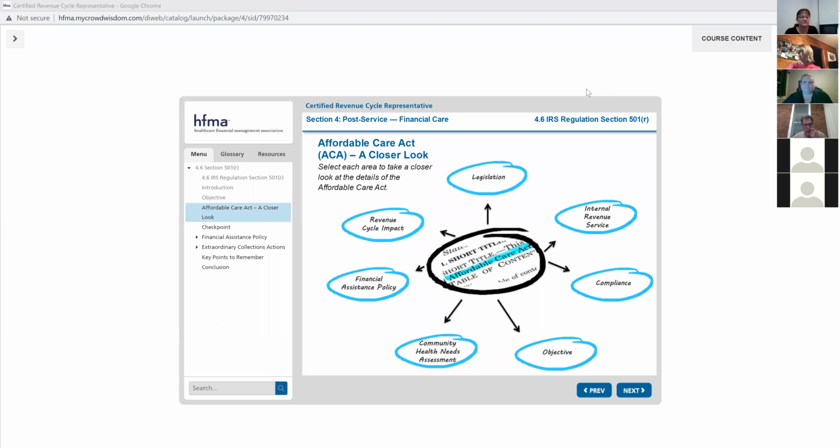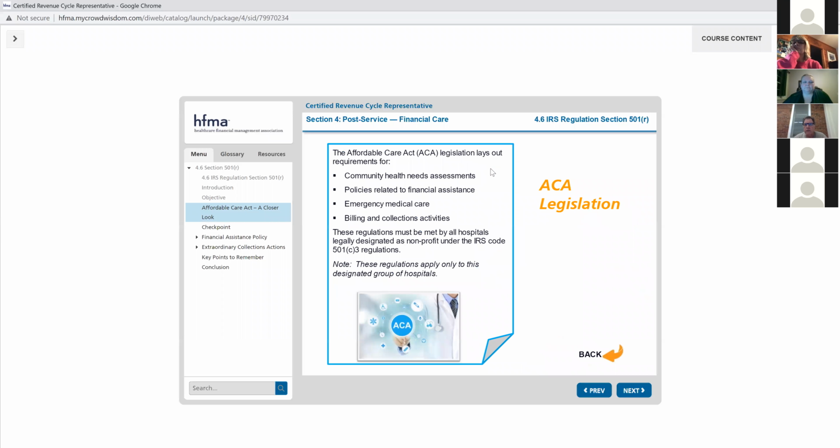So let's start with the ACA, the Affordable Care Act, of which the 501R, which is this section, is a component. The first area of the ACA begins with the legislation. The legislation lays out 4 components: a community health needs assessment, policies related to financial assistance, emergency medical care, and billing and collection activities. All hospitals that are deemed to be 501c3 hospitals, which are nonprofit, must adhere to these 501R regulations.